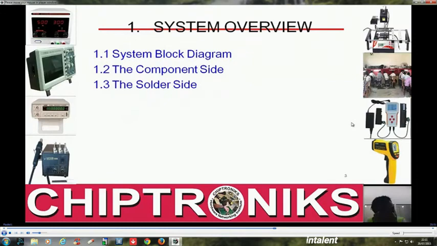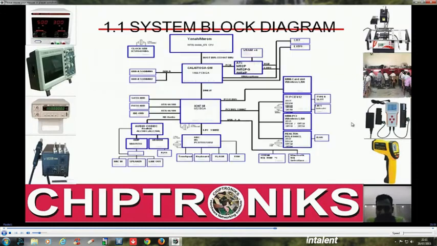Let's go to the topic, that is system overview. We have the system block diagram, as I've already discussed in the very first class. To understand any electronic device, we must understand its schematic diagram, and the very first page of a schematic diagram explains the block diagram. So the block diagram is basically a simplified version of any electronic device, where all the important components present on that device are represented. And here we are referring to a laptop motherboard.